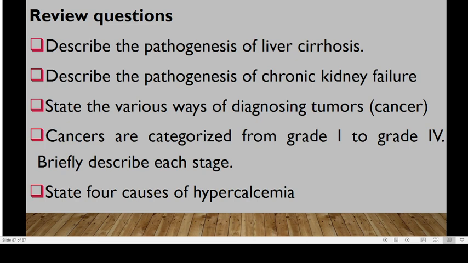So guys, those are some of the review questions that you need to attempt for this topic. You need to be able at least to describe the pathogenesis of liver cirrhosis, describe the pathogenesis of chronic kidney failure, and state the various ways of diagnosing tumors. You also need to classify cancers from grade 1 to grade 4 and describe each stage. That was grading, and equally you stage from class 0 to class 4. And lastly, you state four causes of hypercalcemia.